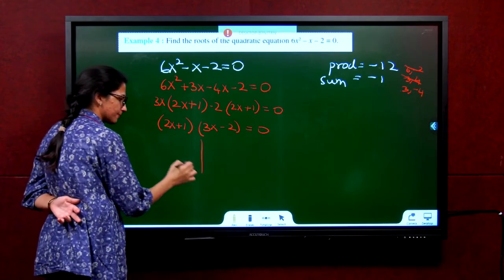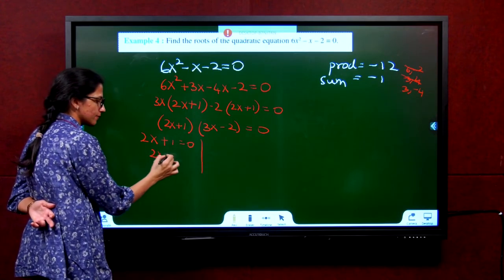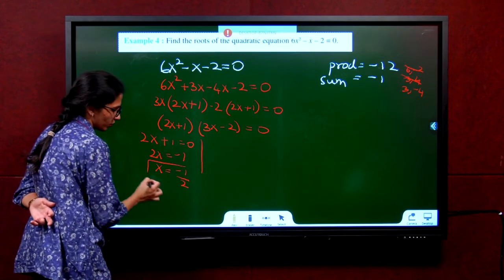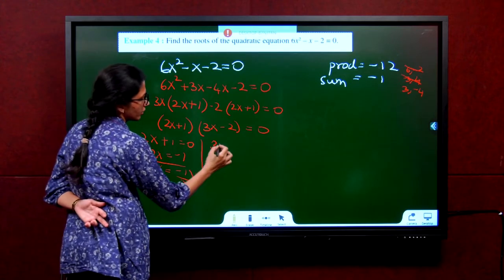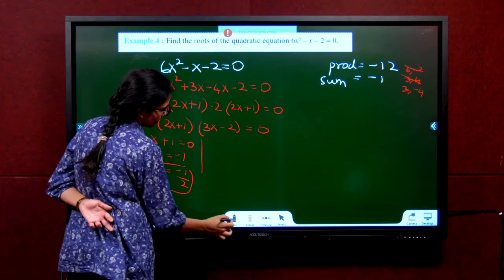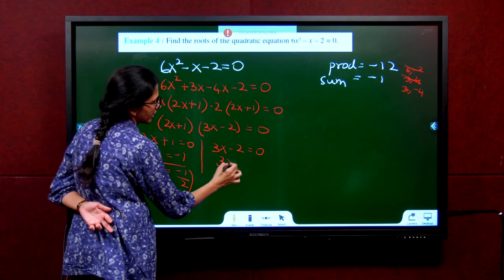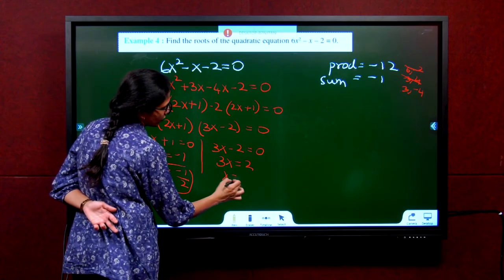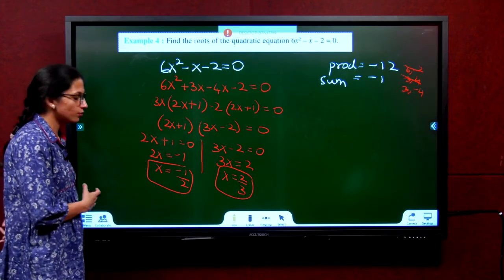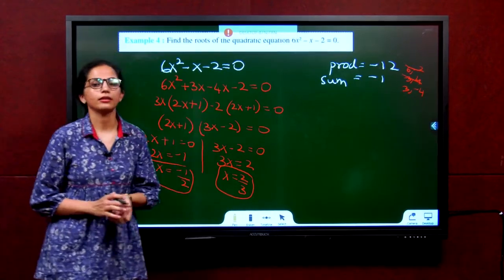So now you can split this and write down 2x plus 1 is 0, or 2x equals minus 1, or x equals minus 1 by 2, one of the roots. Here 3x minus 2 is 0, 3x equals 2, x equals 2 by 3 is the other root of the equation. So my two roots are minus 1 by 2 and 2 by 3 of the given equation.